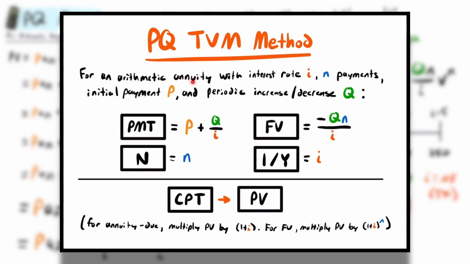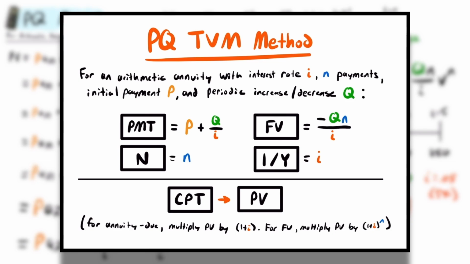So to summarize, this is the PQ method. For an arithmetic annuity with an interest rate I, an n number of payments, an initial payment P, and periodic increase or decrease Q, these are the inputs for the TVM buttons to calculate the present value of an arithmetic annuity. The payment is equal to P plus Q divided by I. The future value is equal to negative Q times N divided by I. N is equal to N. I slash Y is equal to I, but as a percentage, of course, and then you compute the present value. And this does work for both increasing and decreasing arithmetic annuities.